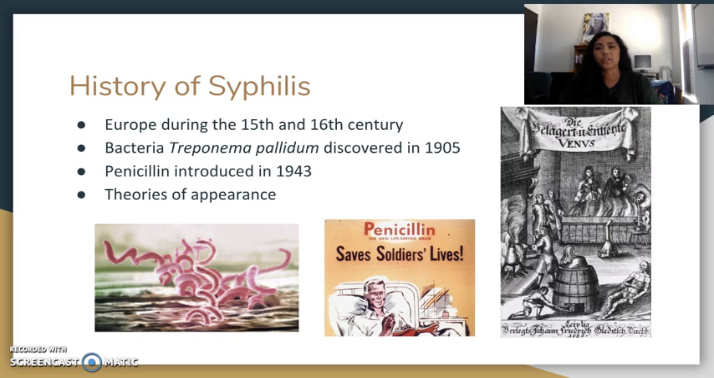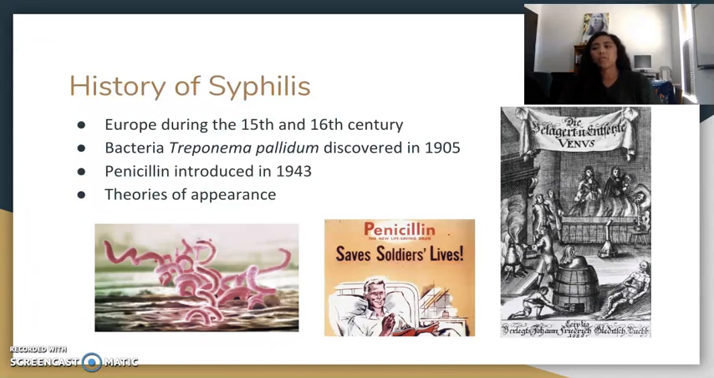So, history of syphilis. Syphilis was very prevalent in Europe from the 15th to 16th centuries. The Italian Wars actually initiated this European epidemic as soldiers were participating in sexual intercourse with each other. It was discovered in the 1520s that syphilis is contracted during sexual intercourse. And around 1905, the bacteria Treponema pallidum was discovered to be the bacteria that caused syphilis.